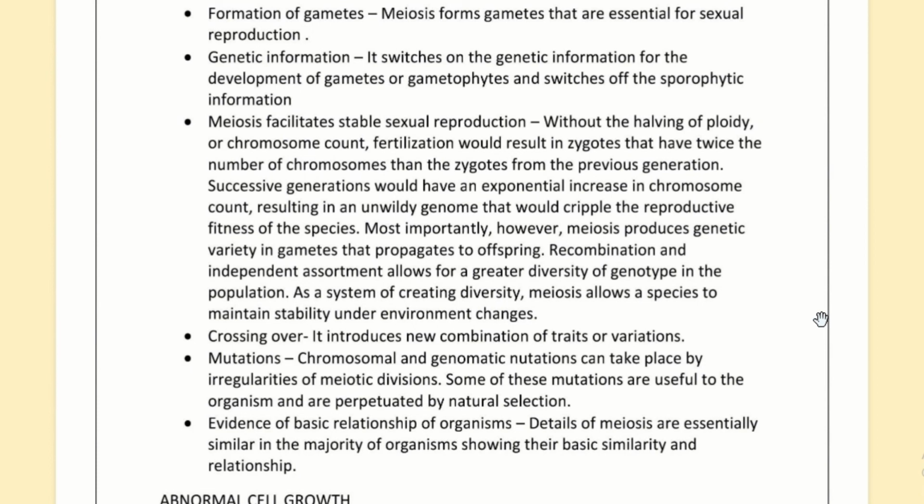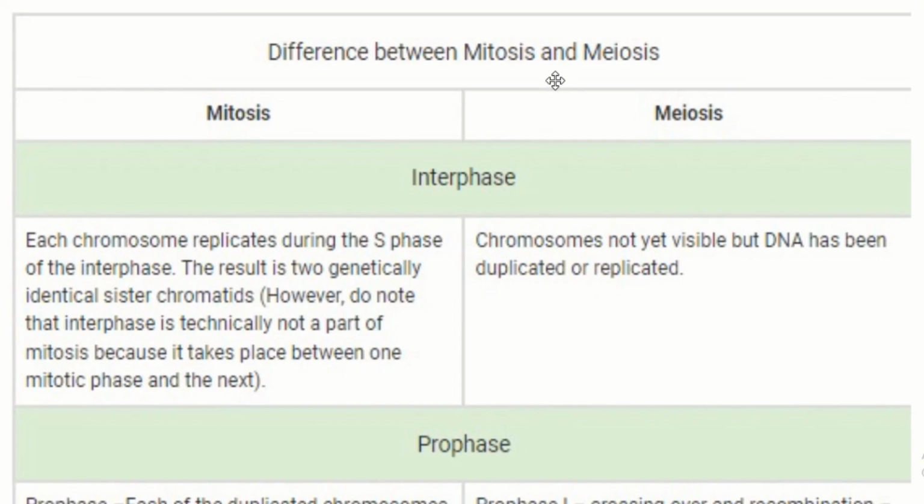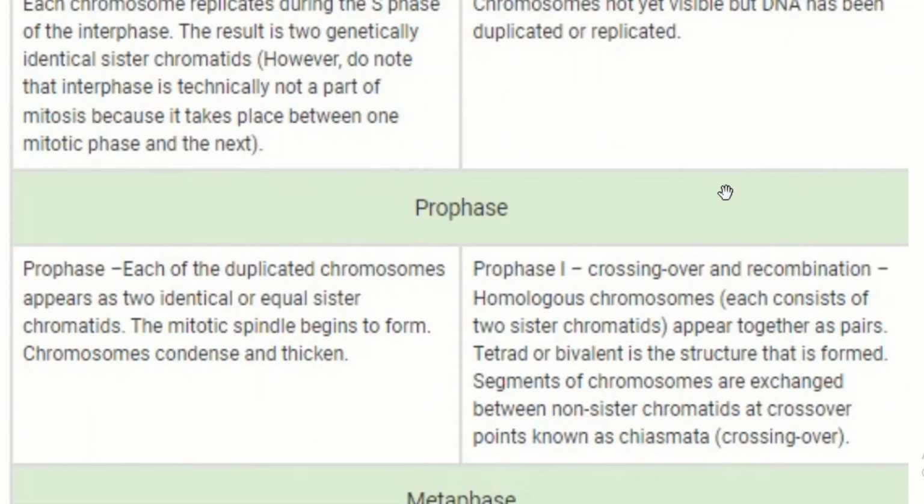Evidence of basic relationship of organisms: details of meiosis are essentially similar in the majority of organisms, showing their basic similarity and relationship. Let's look at the difference between meiosis and mitosis. In mitosis interphase, each chromosome replicates during the S phase of interphase. The result is two genetically identical sister chromatids. In meiosis interphase, chromosomes are not yet visible, but DNA has been duplicated or replicated.